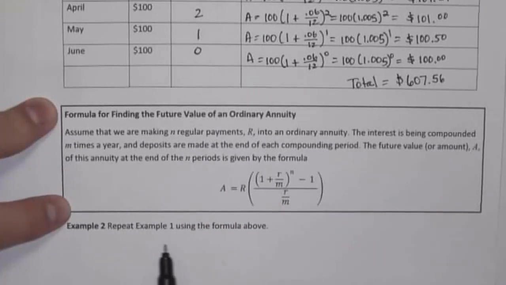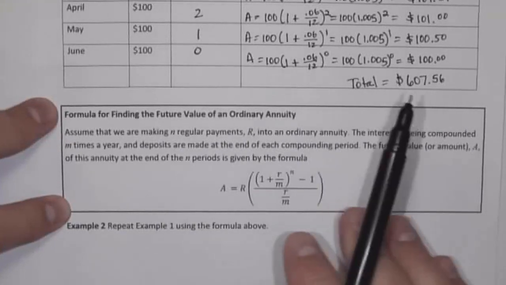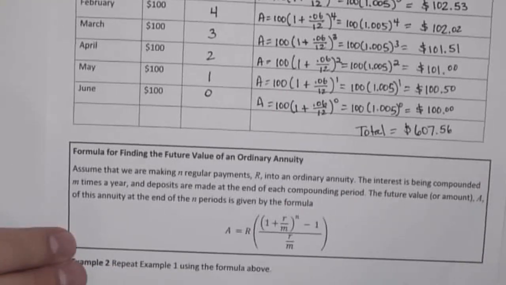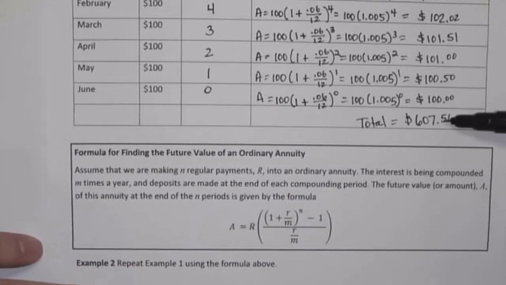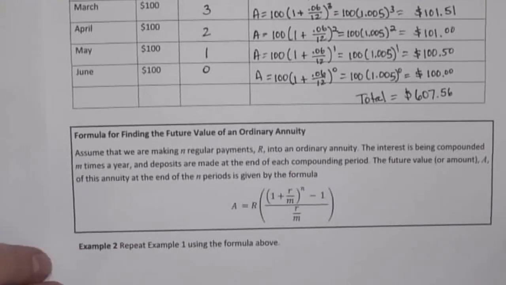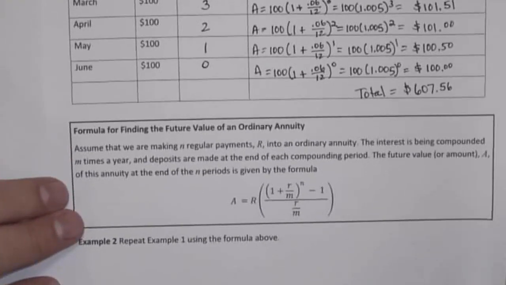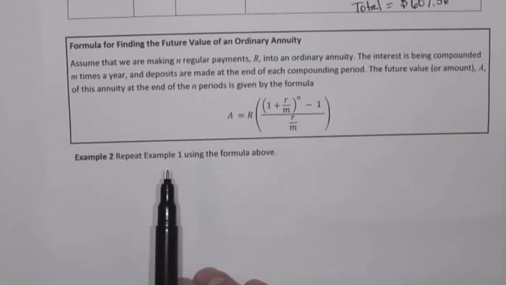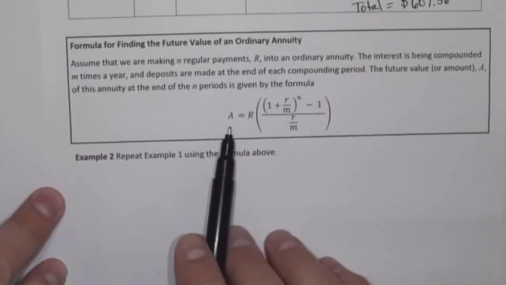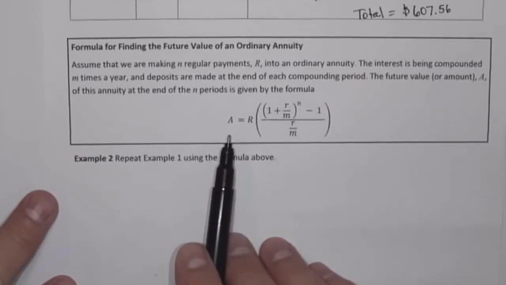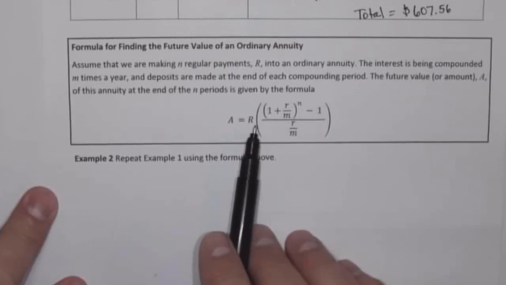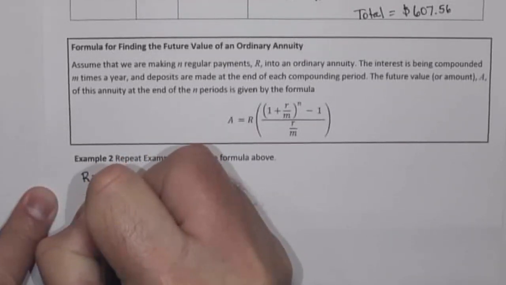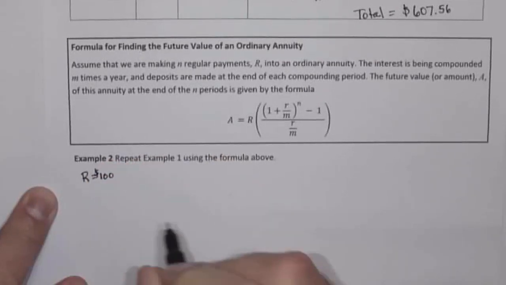So to close this video, I want to repeat example 1 that we just did up here. But instead of calculating it individually and adding it all up, I want to use this particular formula. For this problem, we want to find the future value, the future amount. Our regular payments were $100, so R is equal to $100.